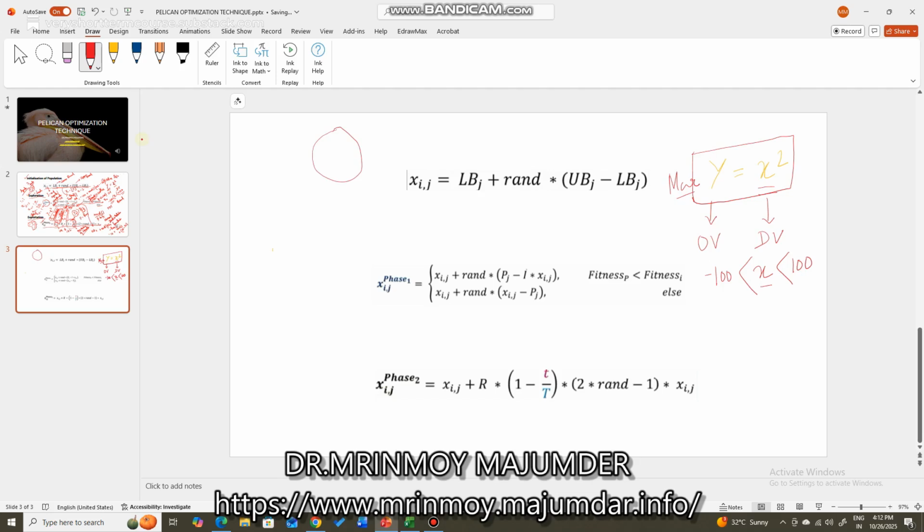Okay, so for this example I will take only 3 birds for simplicity, and I will generate randomly from the feasible domain 3 new values of x. To generate those 3 new values, this is the formula I will use. This is the most common formula used for initializing a population when we are dealing with a metaheuristic optimization technique. This formula is nothing but lower bound plus random multiplied by upper bound minus lower bound.